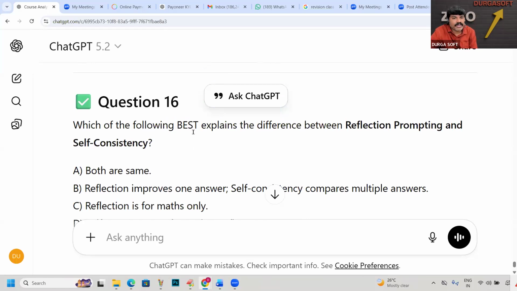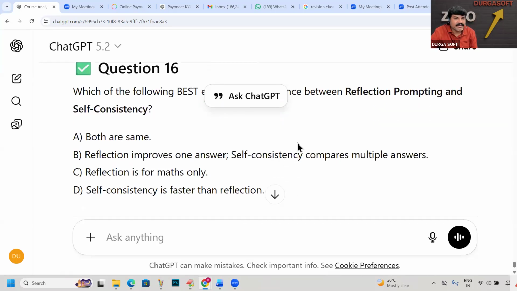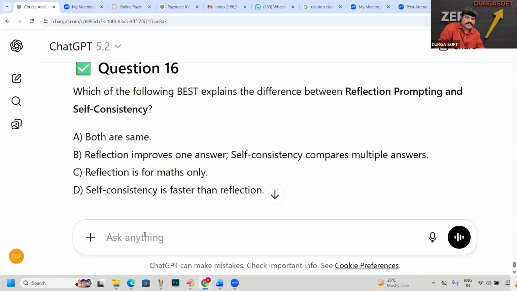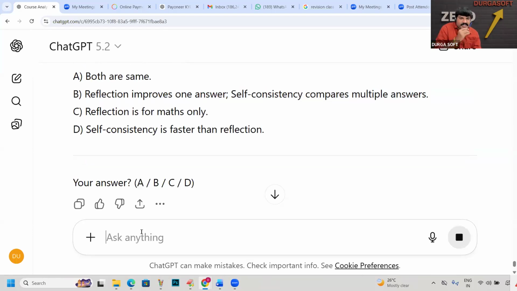Next, which of the following best explains the difference between reflection prompting and self-consistency? Both are same? Reflection improves one answer. Self-consistency compares multiple answers. B is the correct answer. Reflection means generate a draft and then improve that one answer. Self-consistency means generate multiple answers, then from all these answers find the common repeated points. That is self-consistency.